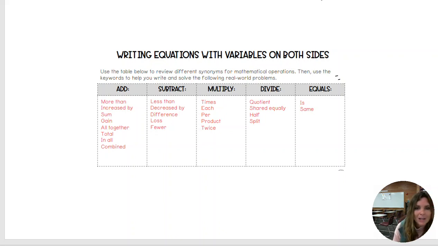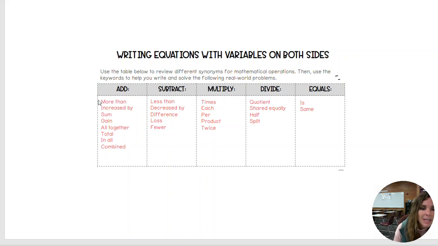Before we start writing equations with the variables on both sides, I want to talk to you about some different words that mean add, subtract, multiply, divide, or equals. When you are writing an equation, you need to take the key words from the word problem and figure out what operation you're going to use. And you're also going to need to figure out where your equal sign is going to go.